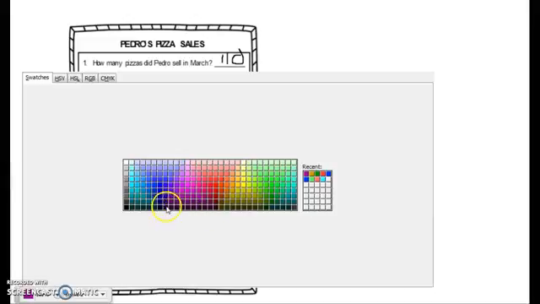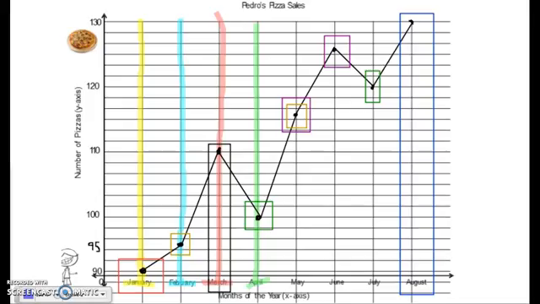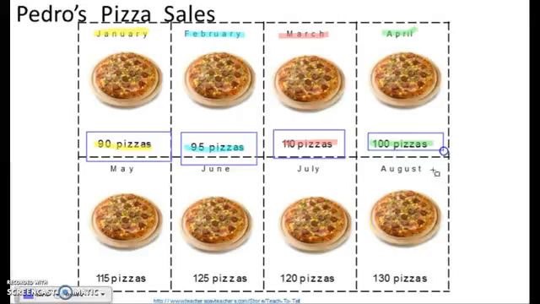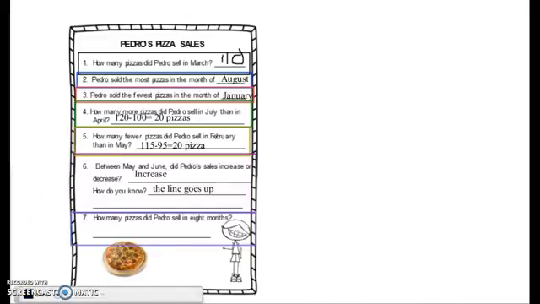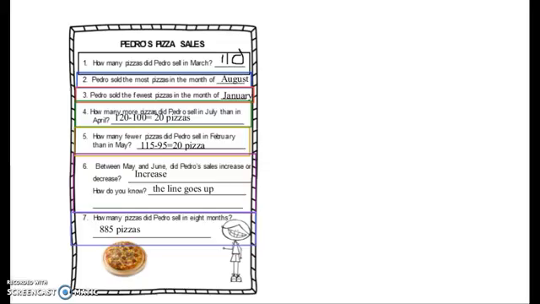And let's see, what color have I not used? Let's try a light blue for the next one. Number 7. How many pizzas did Pedro sell in 8 months? Well, for this one, we need to add all of the pizzas sold each month to get our answer. So we add up all of the pizzas sold in these 8 months, and I'm going to spare the procedures here. So, 885 pizzas. So this is how we create a line graph, and this is how we gather information from the line graph.